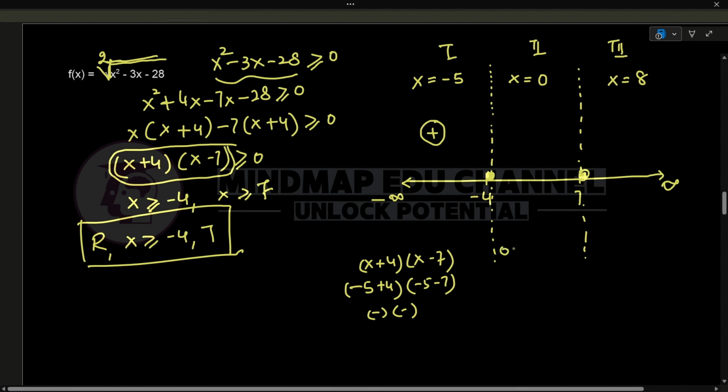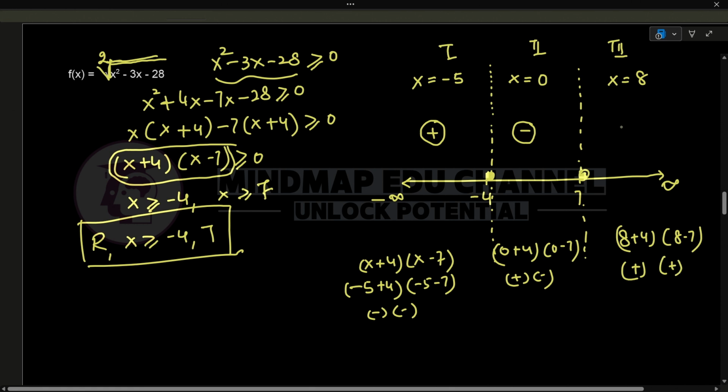Now, substitute 0. 0 plus 4, 0 minus 7. Here it will be plus, here it will be minus. So plus times minus will be minus, so negative. Now let's substitute 8. 8 plus 4, 8 minus 7, so it will be plus here, here also plus, so plus times plus is plus.